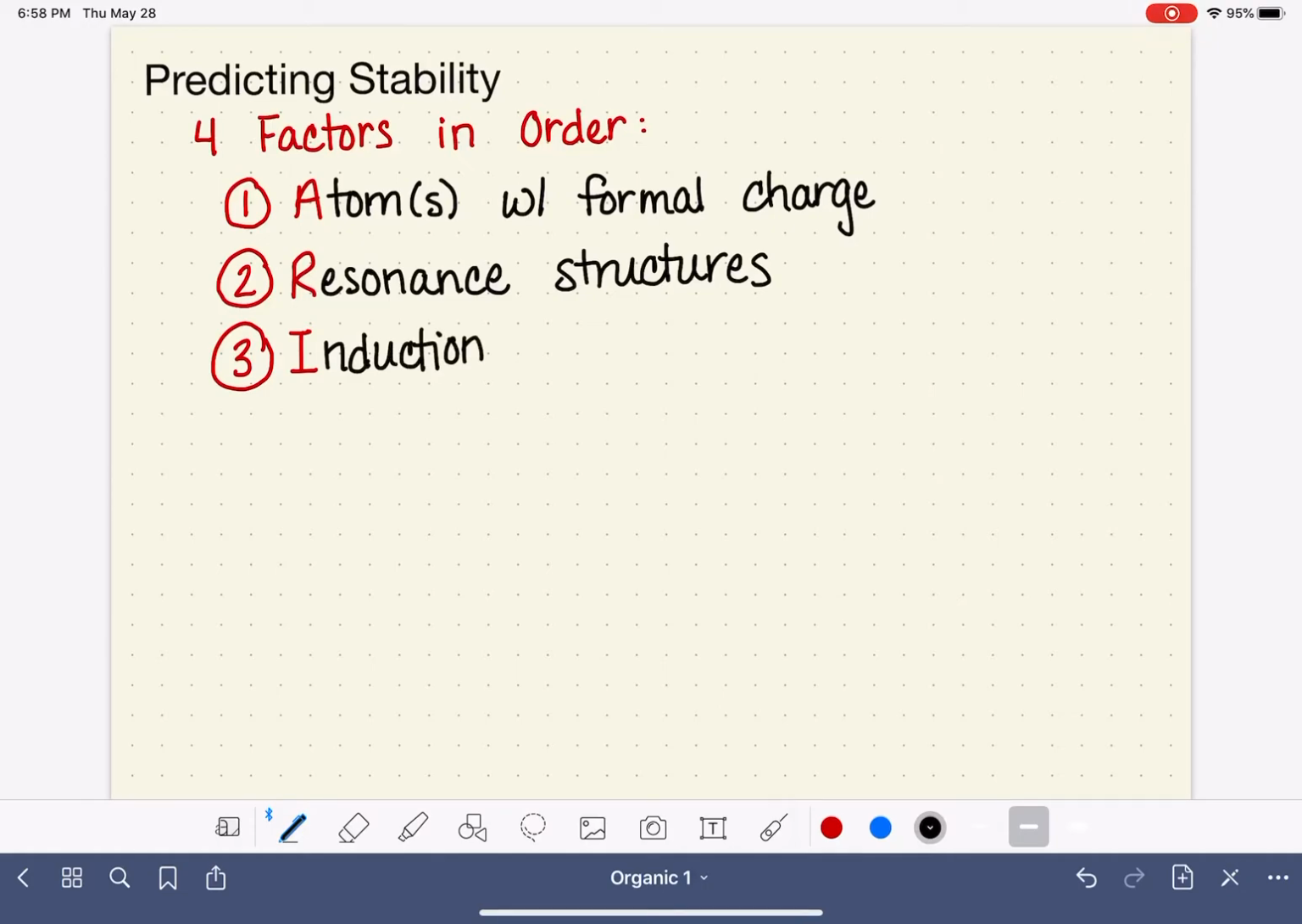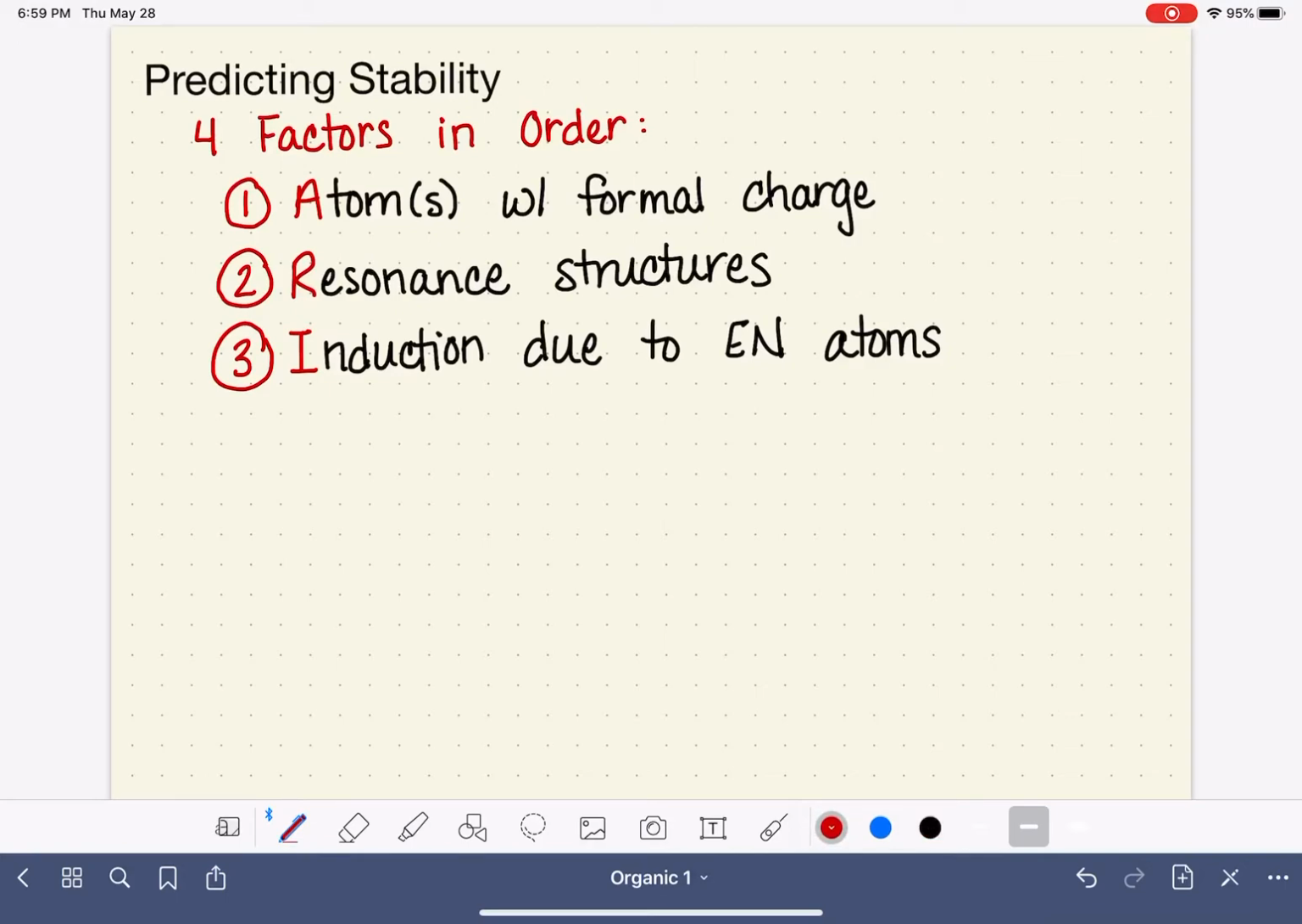Induction, in this case, due to electronegative atoms. We haven't spent a lot of time talking about induction. Induction is really similar to electronegativity. It is kind of the dragging of electron density across the molecule due to some sort of polarity somewhere in the molecule. And when we go on in the next couple of slides, we'll look at a lot of examples of induction.